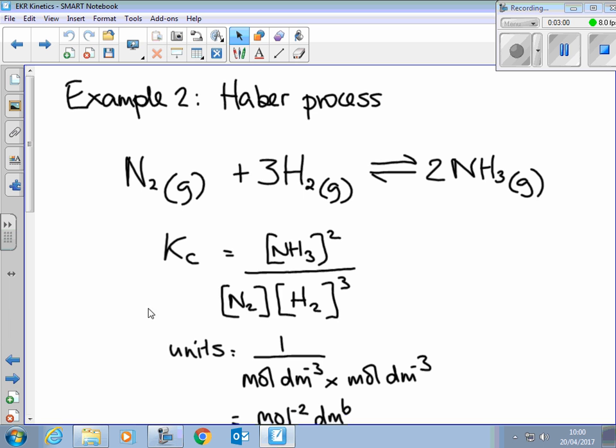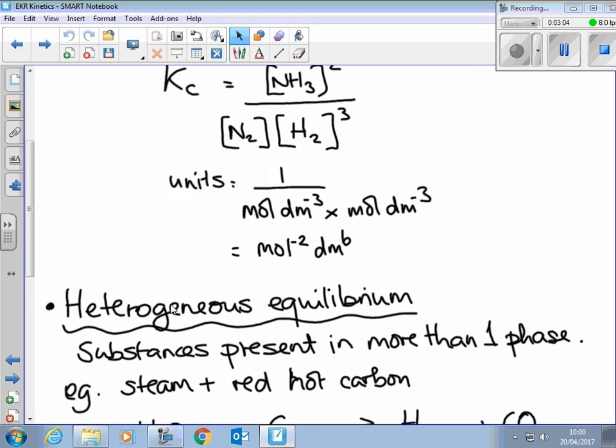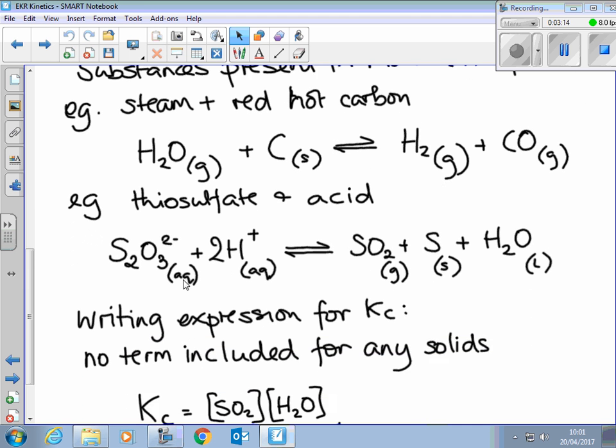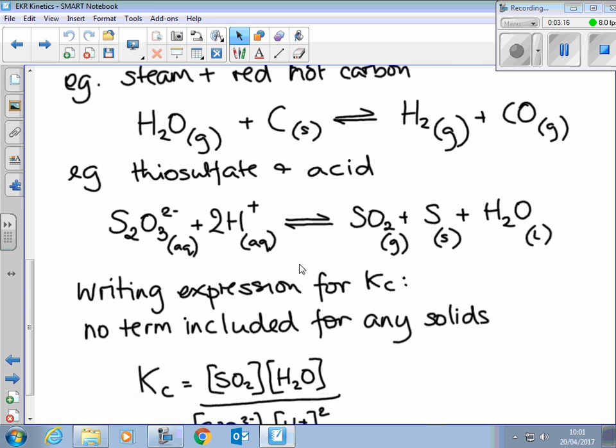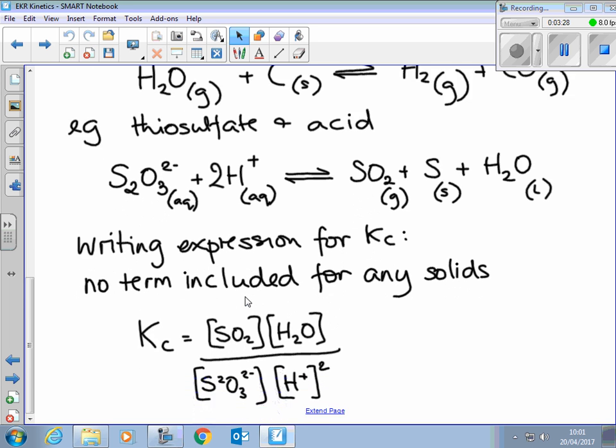We also considered the Haber process for making ammonia, and then a quick skim through an example of a heterogeneous equilibrium where you've got substances present in more than one phase. And we actually decided that you'd done one recently, of course, and produced solid sulfur, gaseous sulfur dioxide and liquid water by mixing together two solutions, and that was the thiosulfate and acid one for the rates. So that was quite a handy one.